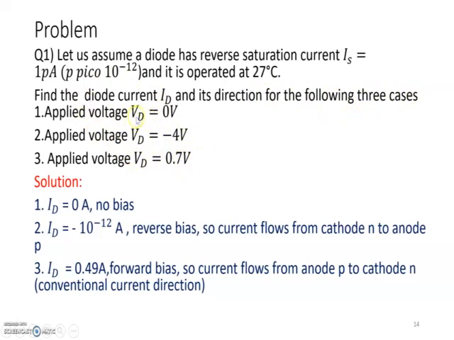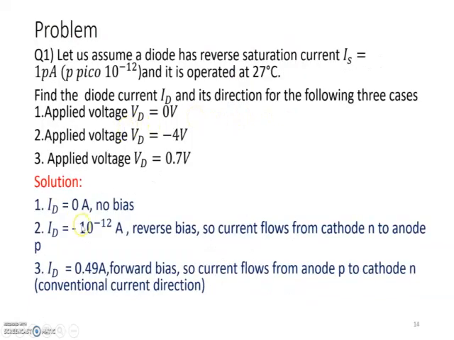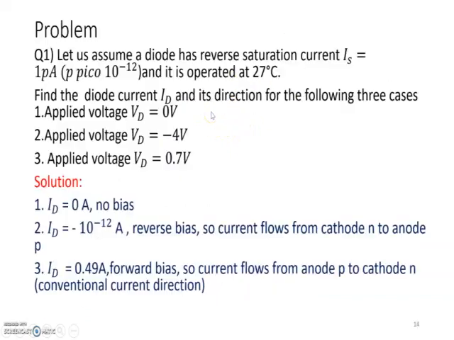So we can easily solve, right? Vd is 0 means e power 0 is 1, 1 minus 1 is 0, so Id is 0. We can say it is in no bias. Next case, you take Vd as negative, say minus 4. You put Is as 1 picoampere, Vt as 26 millivolt, and Vd as minus 4. On solving everything, we will get the answer as minus 10 power minus 12 ampere.